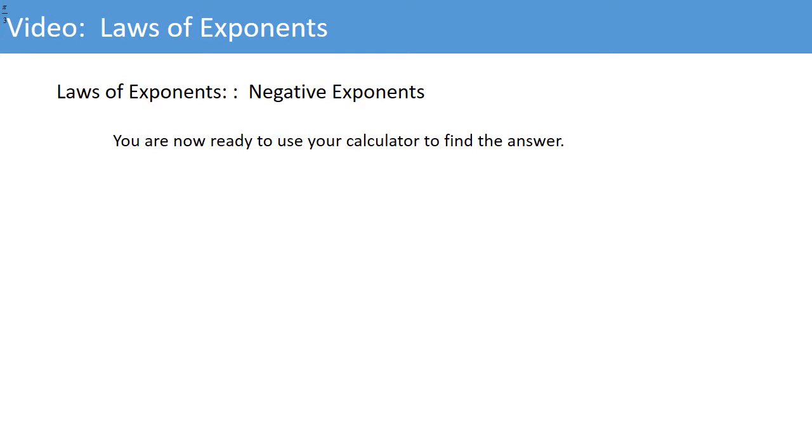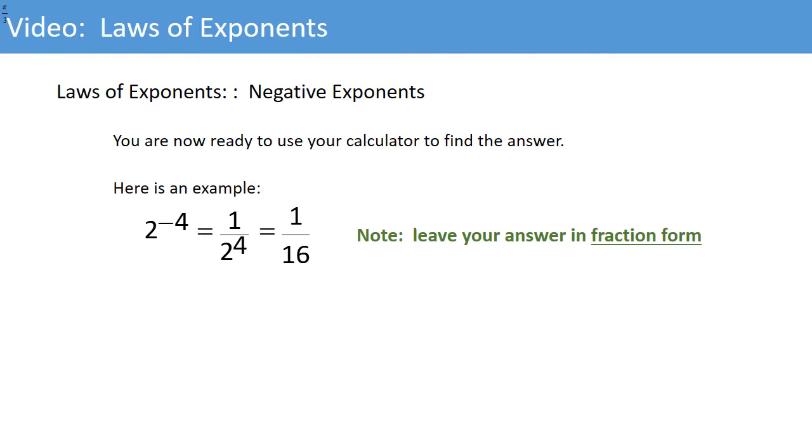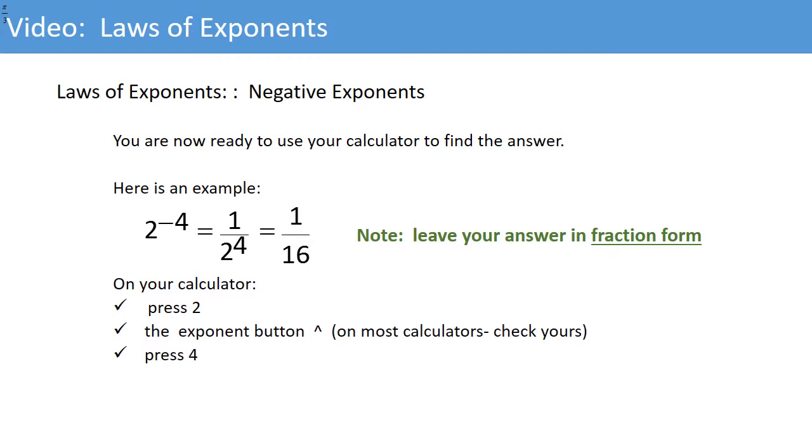You are now ready to use your calculator to find the answer. Here is the example. 2 to the exponent negative 4 equals 1 over 2 to the exponent 4. Now with your calculator, you will find that 2 to the exponent 4 is 16, so the answer is 1 over 16. Always leave an answer like this in fraction form. Do not put it in a decimal form. So on your calculator, press 2, the exponent button, press 4, press enter, and you get the answer of 16.